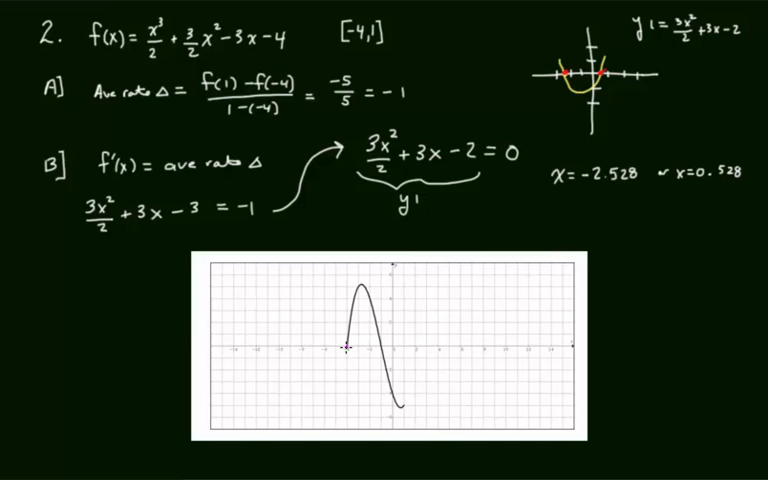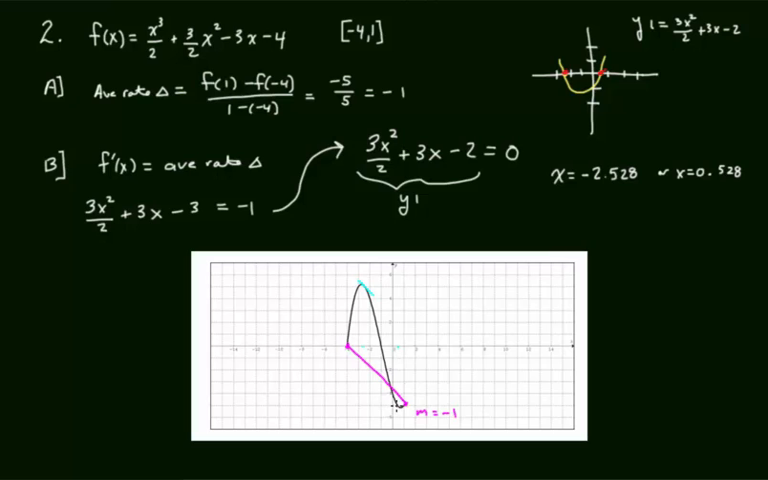It is time to illustrate this graphically. Our average rate of change is the slope of the line connecting the endpoints. So we go like that. M equals negative 1, the average rate of change. And you can even see from this graph that there's going to be two solutions. And we found those two solutions to be at negative 2.5-ish here. The slope of that tangent is parallel to the slope of the line connecting the endpoints, and also at 0.5-ish.